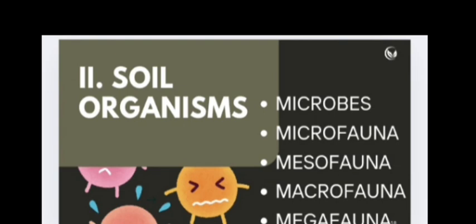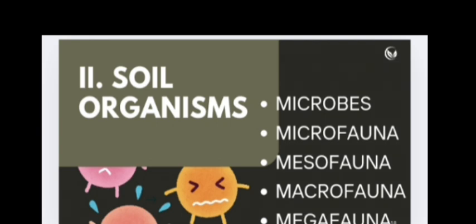So, for the continuation of our topic, we are now going to the soil organisms. There are 5 types of soil organisms that I am going to share with you today. The first one is microbes, next is microfauna, and then mesofauna, macrofauna, and megafauna.